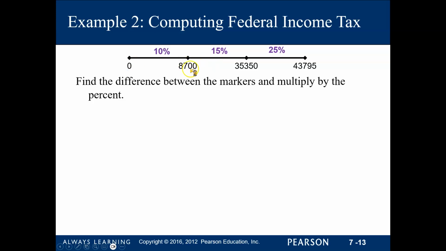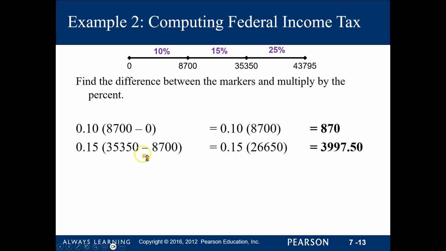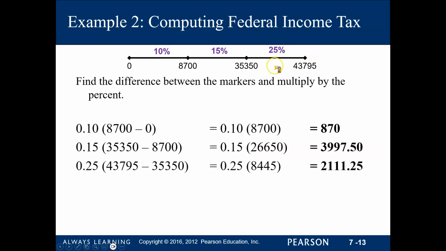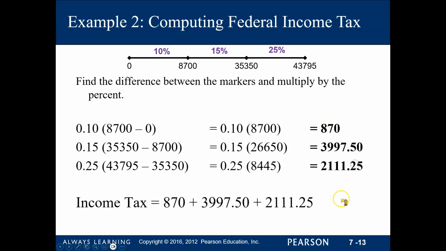So we find the differences and then multiply by the corresponding percent. So 35,350 minus 8,700 multiplied by 15%, and then 43,795 minus 35,350 multiplied by 25%. Adding all of these amounts, the income tax of a person with 43,795 taxable income is going to be 6,978 and 75 cents.